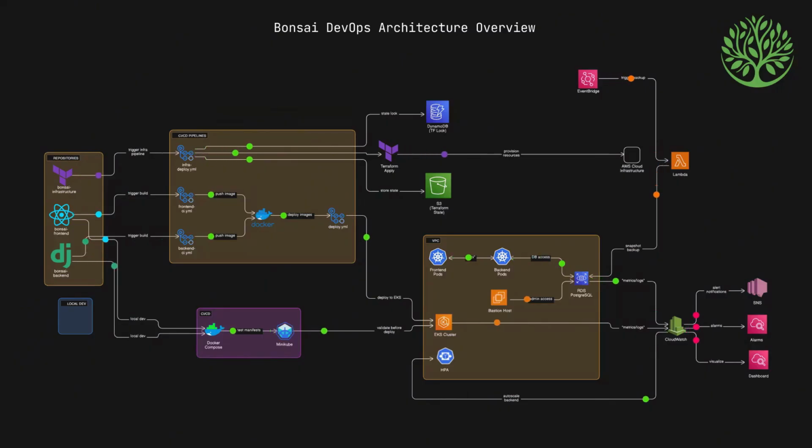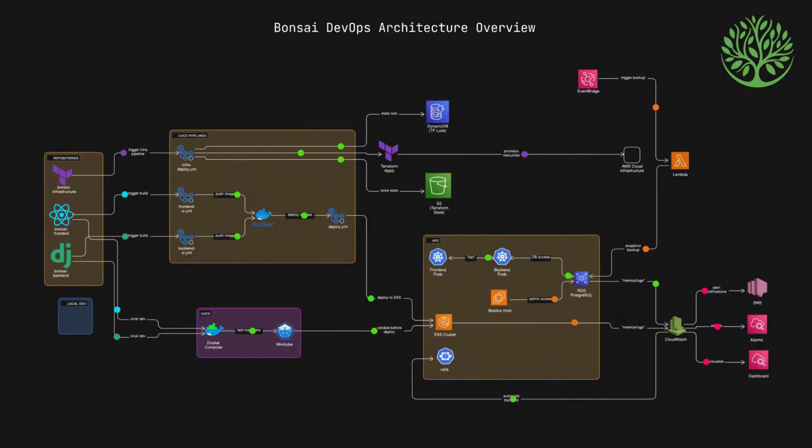Here is a high-level overview of our architecture. It all starts when we push code to GitHub, which triggers our GitHub Actions workflows. These workflows build Docker images for both the front end and back end, then push them to Docker Hub. At the same time, our infrastructure code uses Terraform to provision AWS resources like EKS, RDS, and S3.